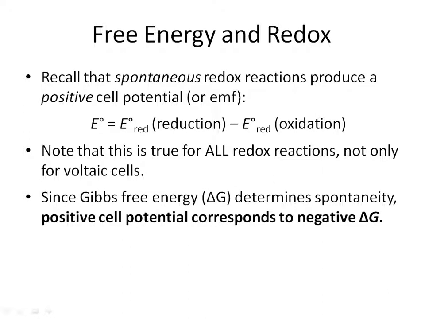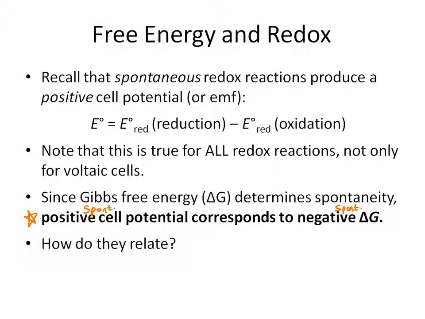Now, if you recall, Gibbs free energy is what tells us whether a process is spontaneous or not. So negative delta G means it's spontaneous under those conditions. Positive delta G means non-spontaneous. And of course, a delta G equal to 0 means that the system is at equilibrium. So this is a very important point here. When the cell potential is positive, which we know is spontaneous, then the delta G will be negative, which we know is spontaneous. So positive cell potential means negative delta G. Negative delta G means positive cell potential.